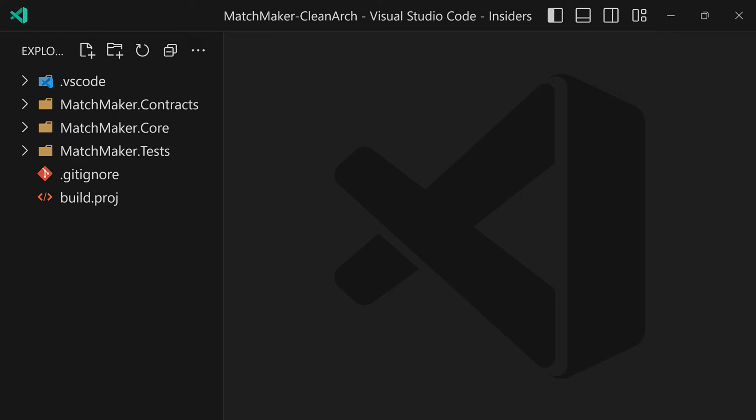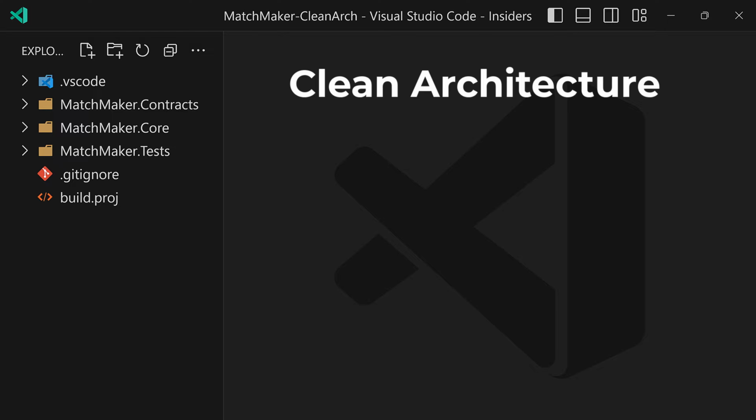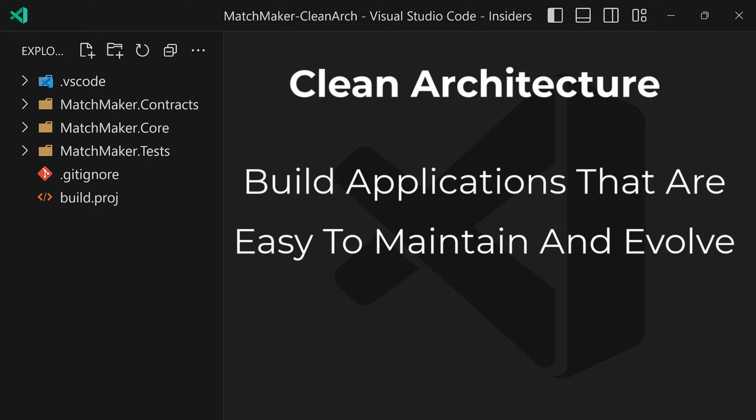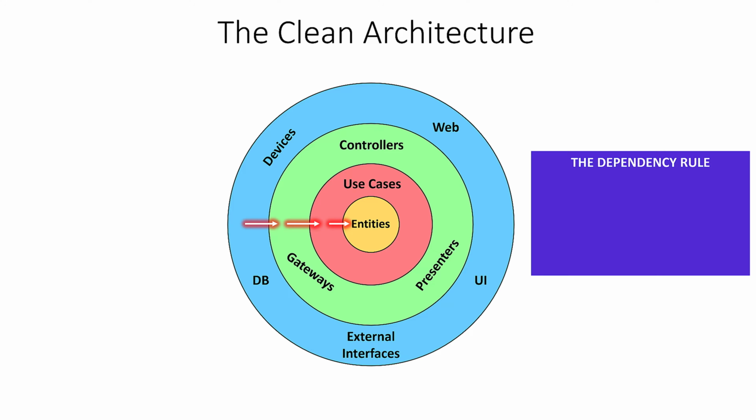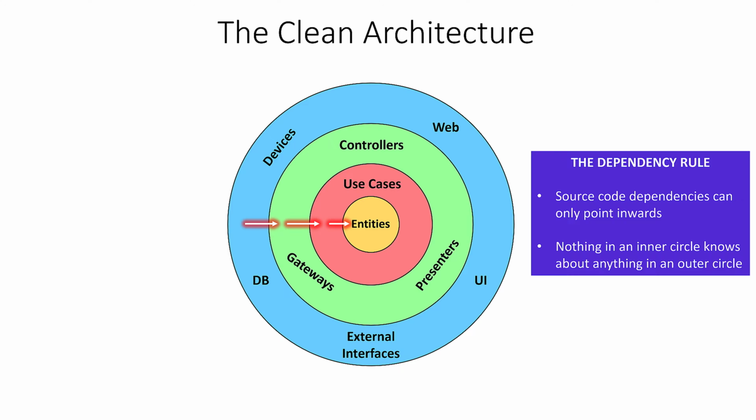Today I want to show you how to apply clean architecture to ASP.NET Core so that you can build applications that are easy to maintain and evolve over time. But before we jump into the code, there's one important rule to keep in mind since it's key to how clean architecture works. That rule is known as the dependency rule, and it states that source code dependencies can only point inwards, and nothing in an inner circle knows about anything in an outer circle.